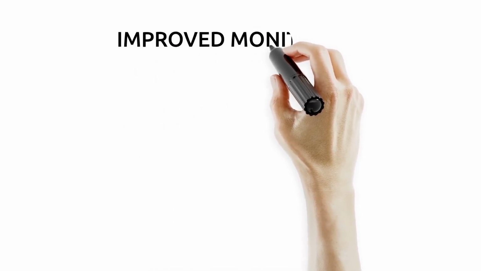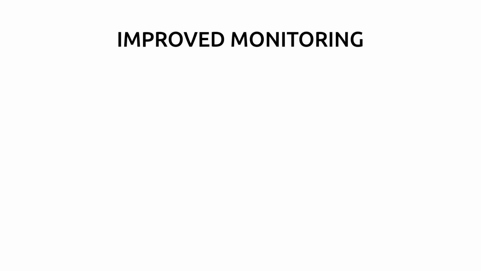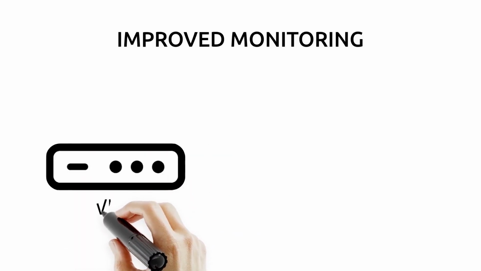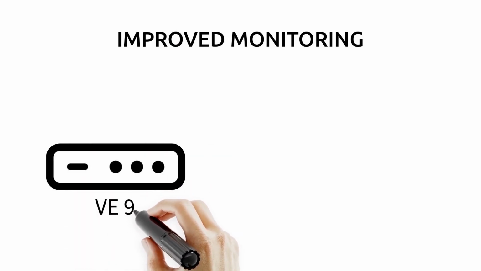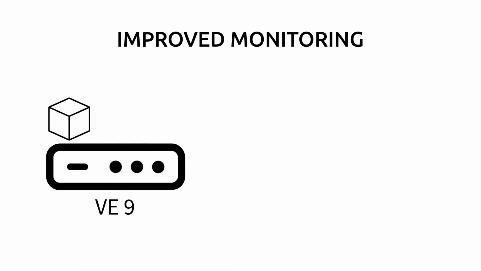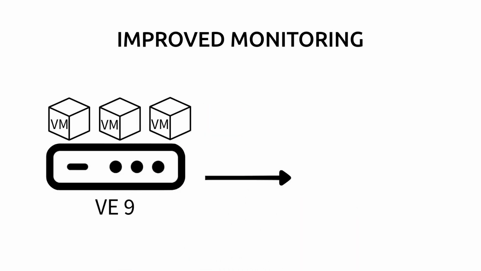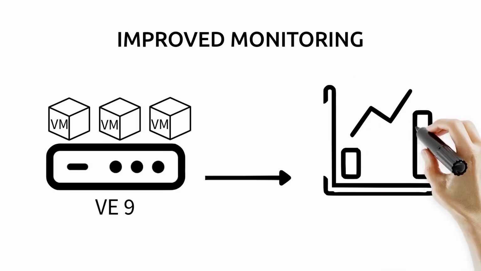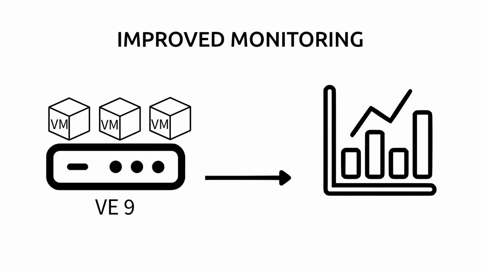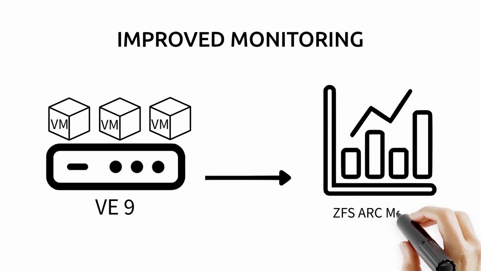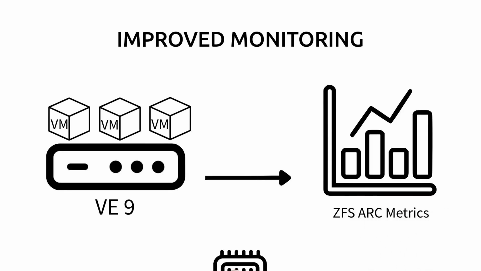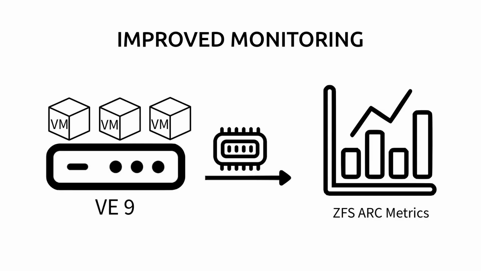Monitoring also gets a big boost in Proxmox 9. You can now see ZFS ARC memory usage directly in the dashboard, giving better visibility into how your storage cache is being used. On top of that, Proxmox 9 introduces a NIC pinning tool. This lets you lock network devices to their PCI addresses, reducing the risk of mismatched interfaces after kernel updates or hardware changes. Together, these tools make your cluster monitoring and networking more reliable.